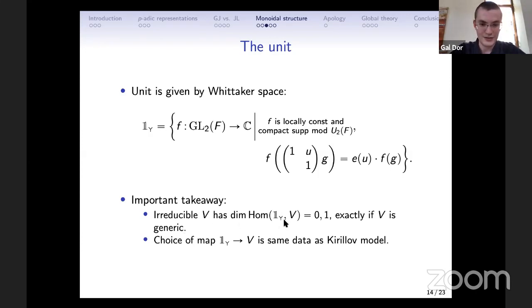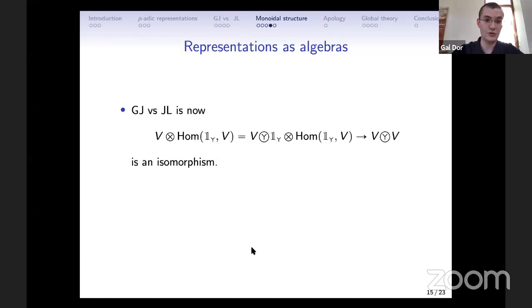Recall that this Whittaker space, the unit for my monoidal structure, has the multiplicity 1 property. That is, the dimension of the Hom space between it and any irreducible representation is either 0 or 1, and it is 1 exactly when the representation is generic. In fact, the data of choosing a map from 1 to V is precisely the same data as choosing a Kirillov model, which is the data that we used earlier. Now, in fact, this exactly tells us what the isomorphism that I described earlier was. So in any symmetric monoidal category, you have the following construction.